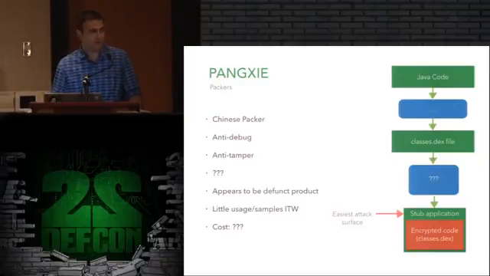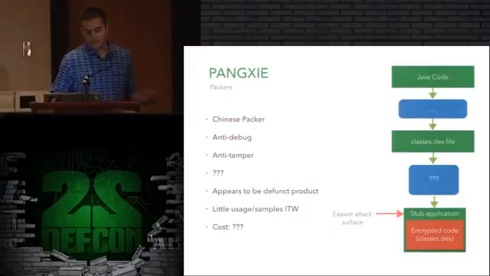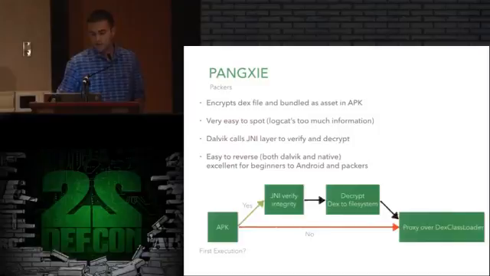The cost, I'm really not sure. I can't find a website for this. My Chinese is really not that great, so if you guys see one, let me know. Maybe nobody else can find the website, and that's why nobody's using it. And this just follows the normal pattern where they're basically giving you a stub application that has the encrypted Dex file. I'm not sure if you were uploading it to a cloud service, because again, I can't find their actual site for any of this stuff.